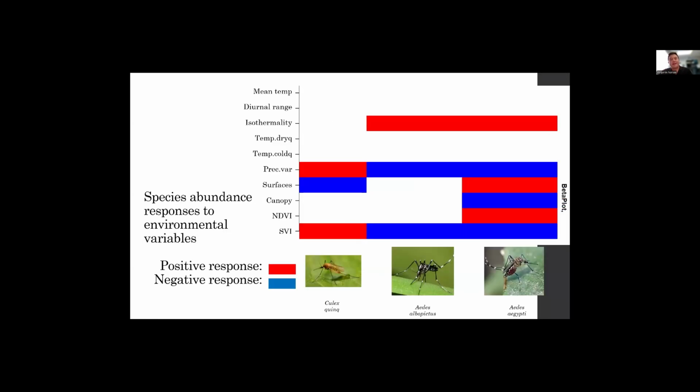We can also look at something called a beta plot in this program, which is just each species' response to the environmental variables we use. So I'm not going to go into all the details here, but we recovered a lot of the important determining variables from our previous models, like impervious surfaces, precipitation variation, and social vulnerability, as well as other aspects.